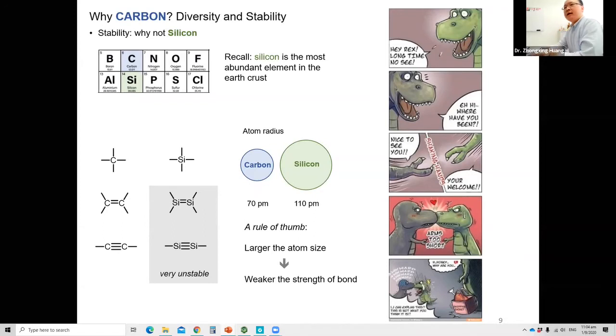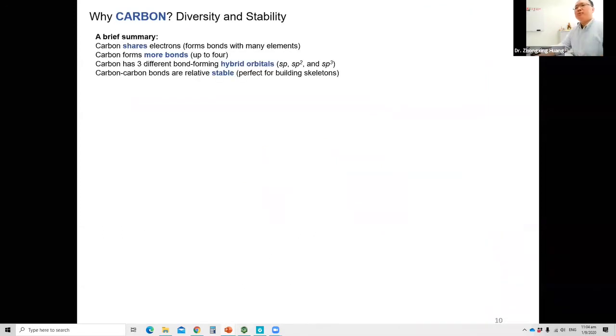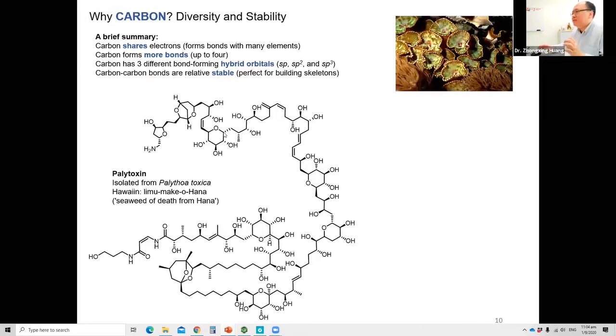All right, a brief summary: I listed all these points here. Carbon shares electrons and forms strong bonds with different hybrid orbitals, and carbon-carbon bonds are relatively stable. That's why in biological systems, nature can make such complex structures based on carbon. For example, this, which we call palytoxin, is isolated from some plants in Hawaii. So when you go swimming in Hawaii, if you see something beautiful, don't touch it.